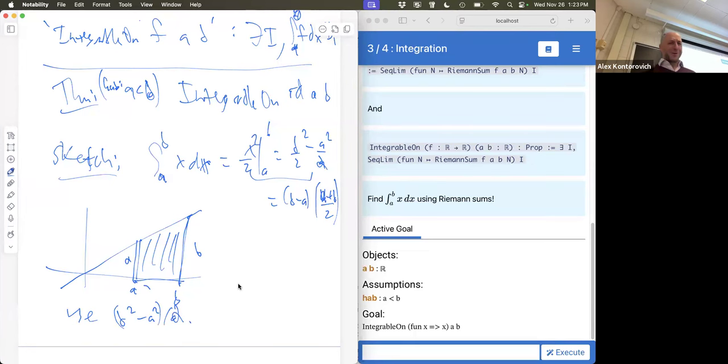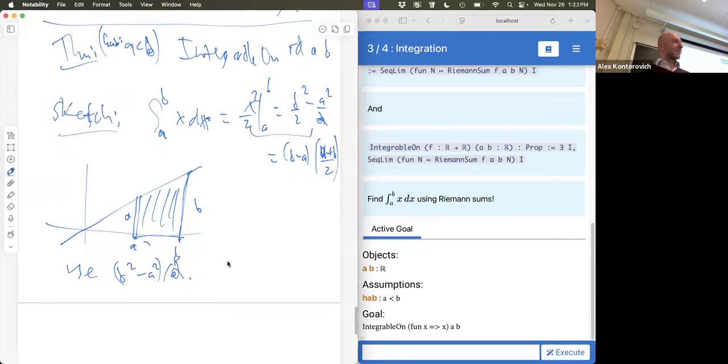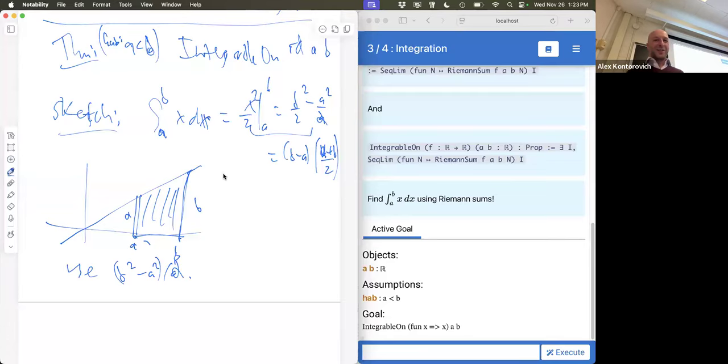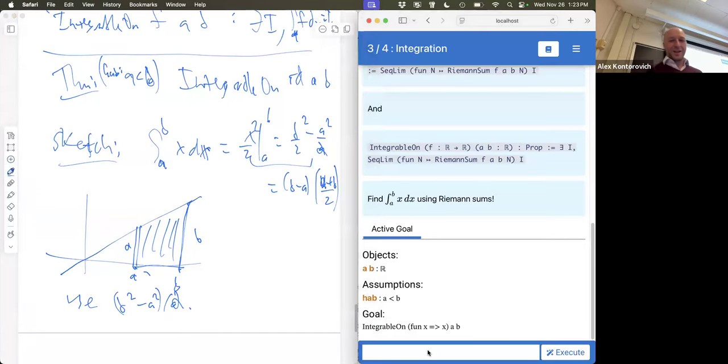Now comes a little bit of algebra. Maybe this is too much to give you on a quiz. Well, do you want more time? You want to keep working on this yourself? Or should we do it together? We're going to run out of time. Let's do it together. You guys had a head start. Okay, so let me just stick it in. Use b squared minus a squared over 2.